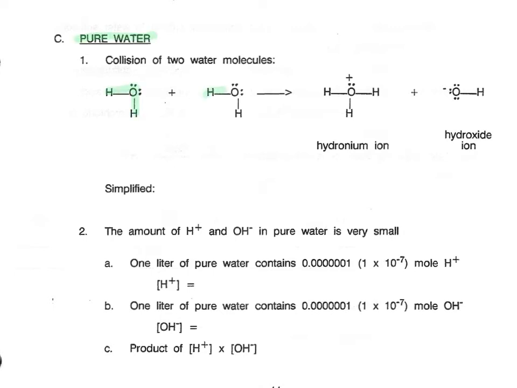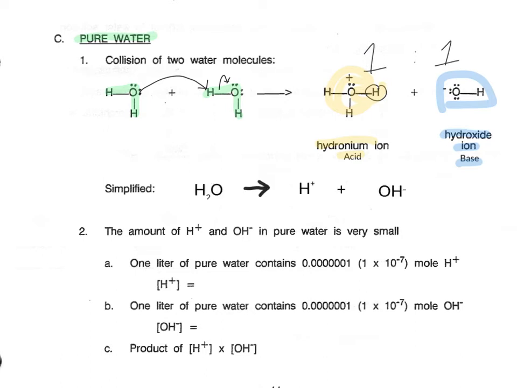It's found that two waters react with each other, where one of the waters takes the hydrogen off of the other, and what it forms is a hydronium ion, which we call an acid, and a hydroxide ion, which we call a base. When we do this, we make both one hydronium and one hydroxide ion.